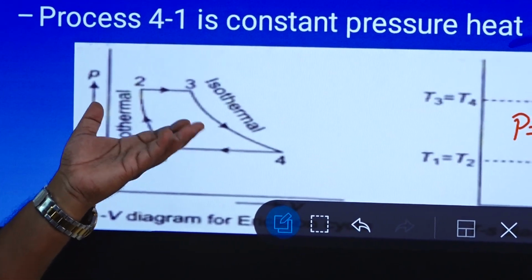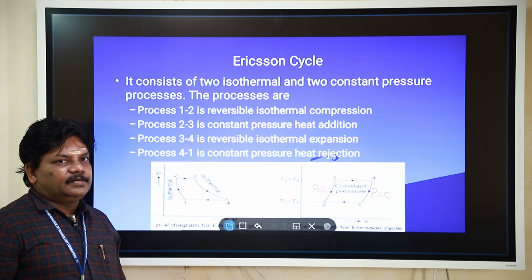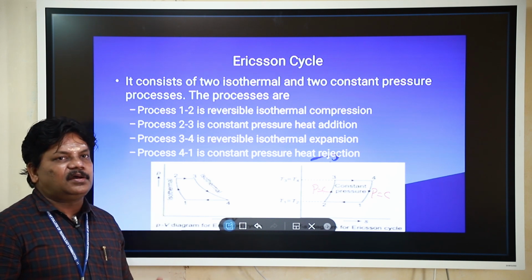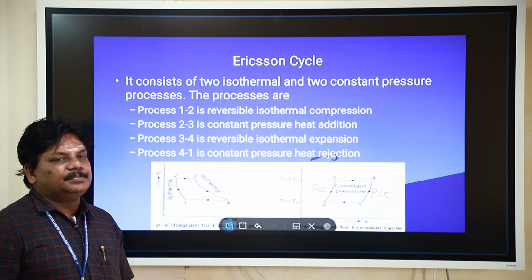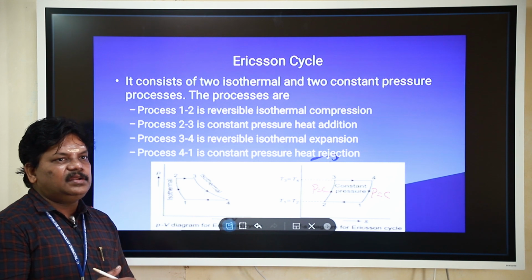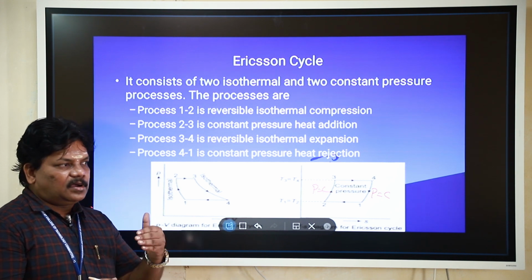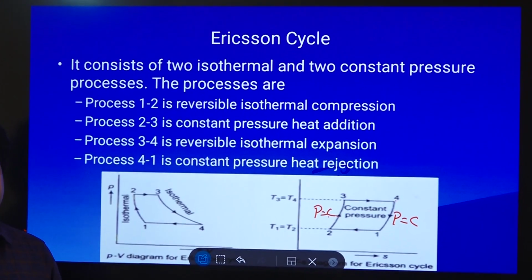That might not be given as similar in the GATE question. But you should know how many constant pressure, how many constant volume, and how many constant temperature processes take place. So you should know the cycle, and when each process occurs. After the end of one process, what the next process is should be known to you.